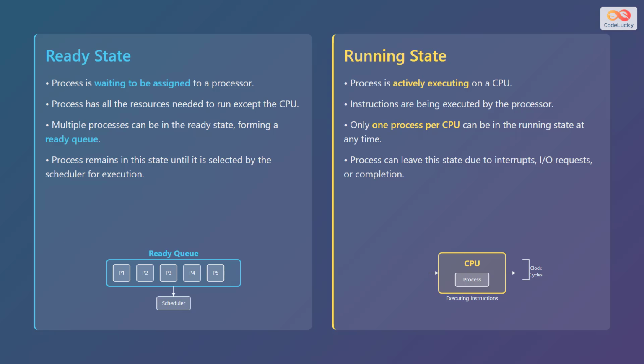Next is the running state. In the running state, the process is actively executing on a CPU. Instructions are being executed by the processor. Note that only one process per CPU can be in the running state at any given time. A process can leave the running state due to interrupts, input and output requests, or completion.